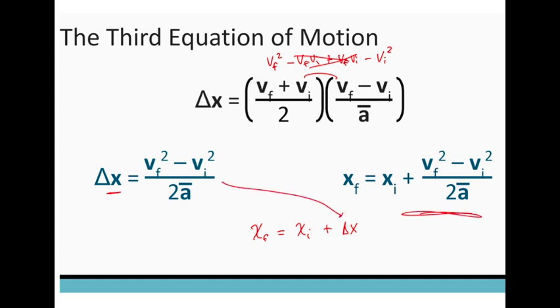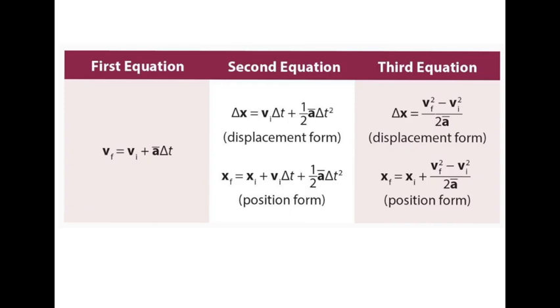Let's say I don't have time. I can't use my original one that I just had. I can now replace this with the one that I just found, the change in position when I don't have time involved. So the summary, we have 3 equations of motion. The first one is to help you find your final position.